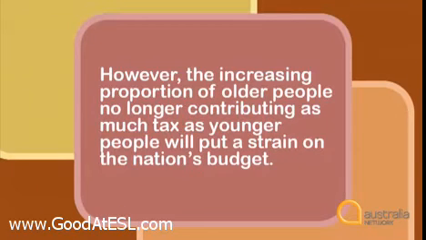However, the increasing proportion of older people no longer contributing as much tax as younger people will put a strain on the nation's budget. Notice that the sentence begins with the word however. However is a linking word that is used for contrasting. It shows the writer is moving on to develop the other side of the argument.